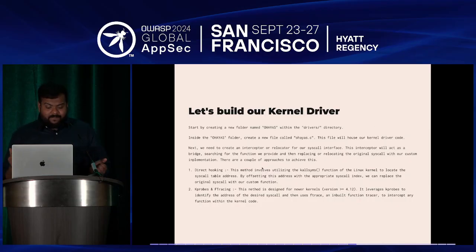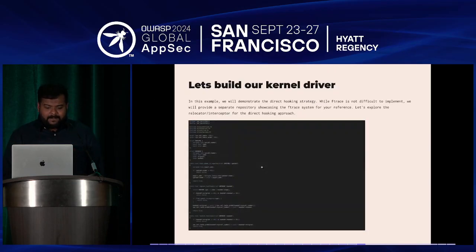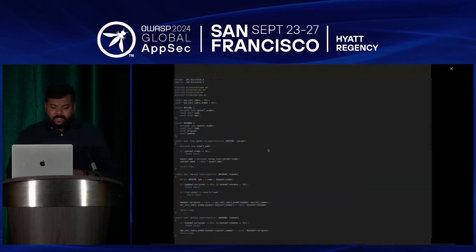What we are going to do is create an interceptor, relocator for a syscall interface, right? We will be using either a direct hooking strategy or a kprobe or ftracing hooking strategy. A direct hooking strategy would be directly writing, hey, please replace this syscall with my syscall. Or a kprobe or ftracing strategy would be to actually probe or instrument the kernel itself, and whenever this syscall is called, instead of actually calling that syscall, call me, right? In this example, we are going to talk about direct hooking because it's pretty easy. Ftracing and kprobes might become a little bit difficult, but a lot of tools exist which can help you do that as well, right?